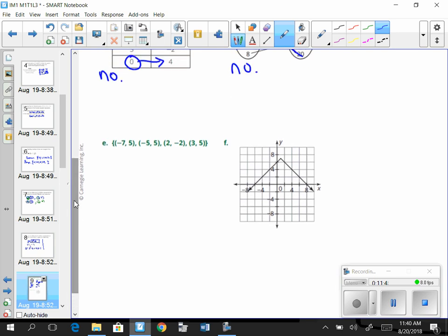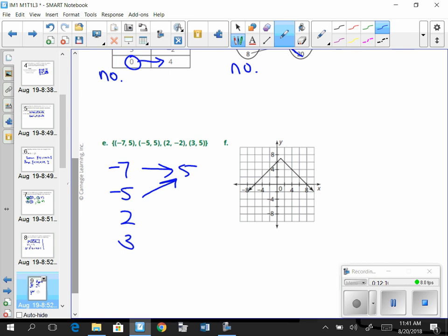Part E, we've got ordered pairs. So it's time to find out if every input goes to one output. And it might be easier for you if you just draw a little mapping. I'd look at all my inputs, -7, -5, 2, and 3. -7 goes to specifically 5. -5 goes also to 5. But that's okay. Every input is still going to one output.